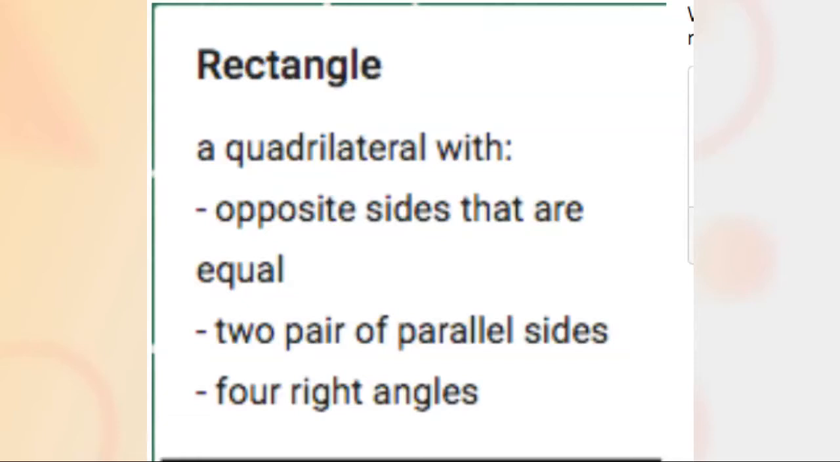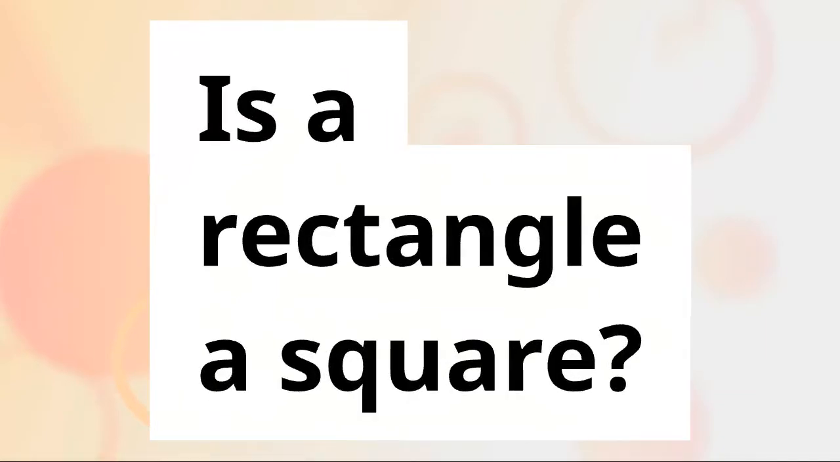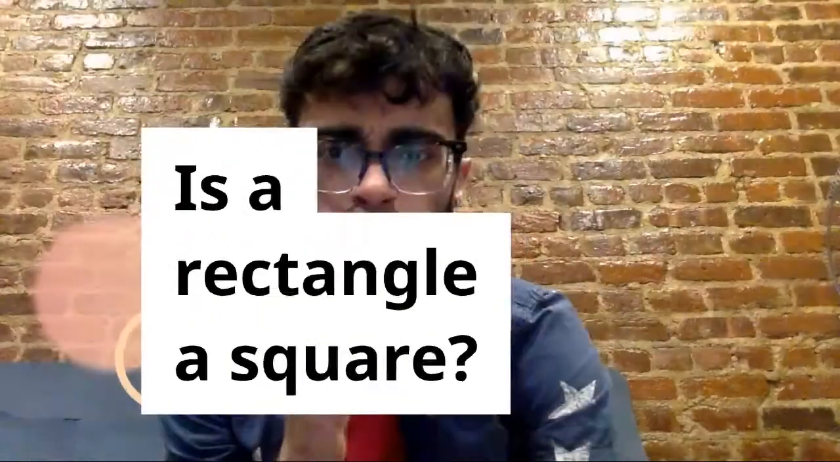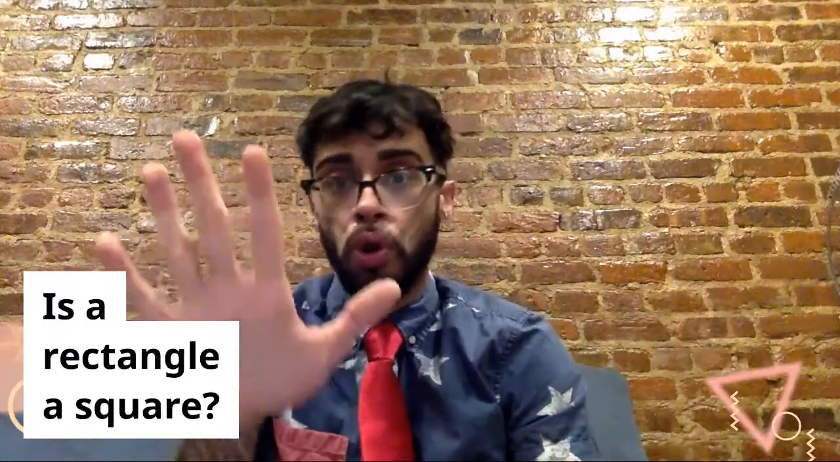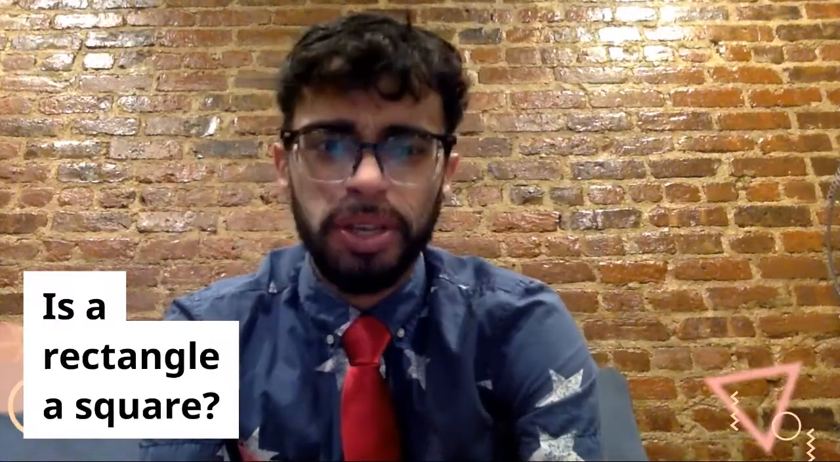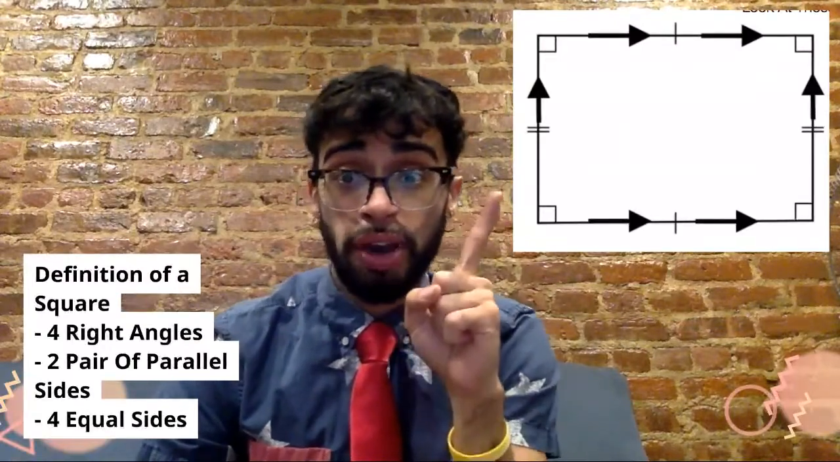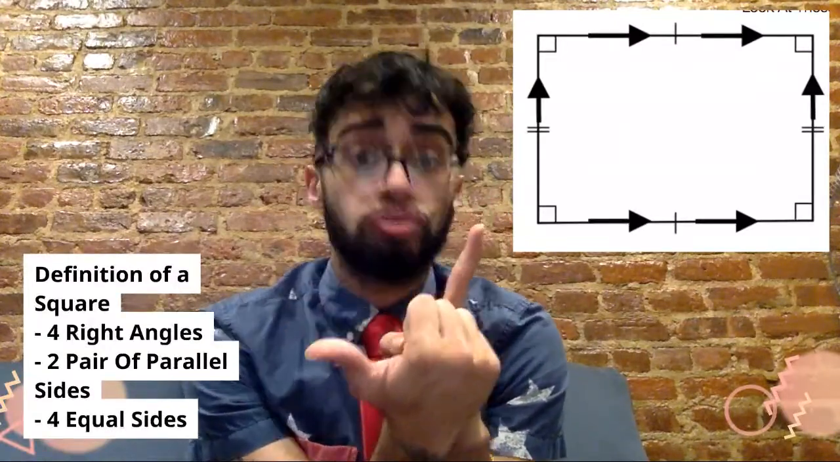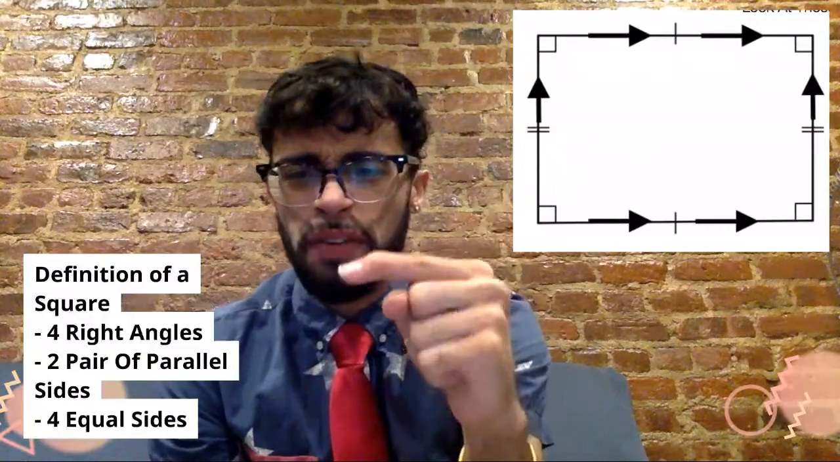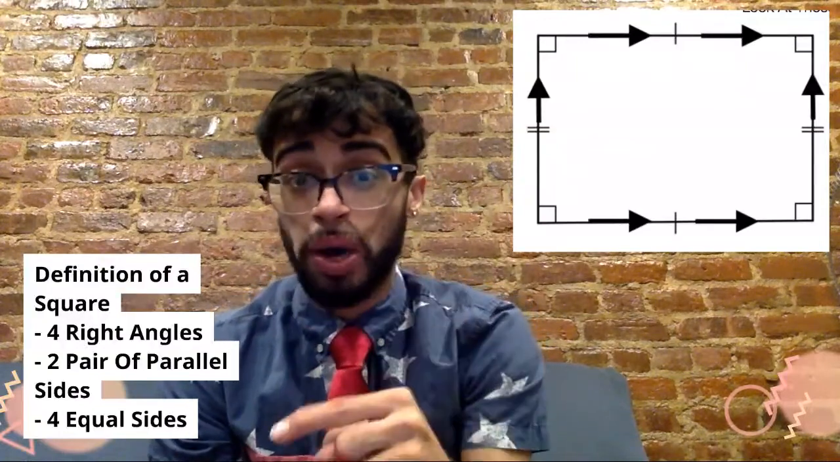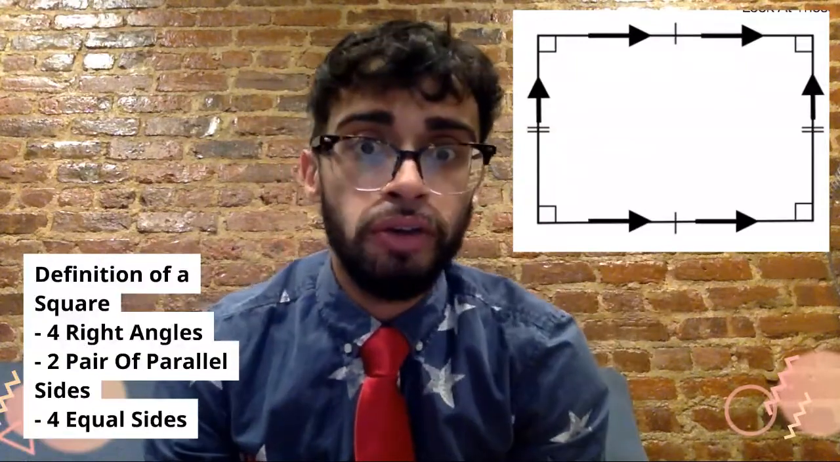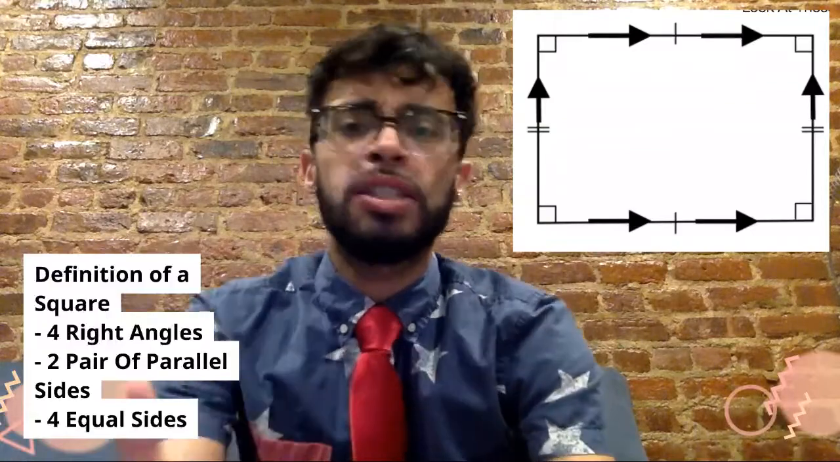But now I have a question for you guys. Is a rectangle a square? Whoa there. Well, now let's try to figure that out. So this is what I'm going to do. I have our fully annotated rectangle right here, and my definition of a square right here. We're going to go through the definition of a square one by one and see if we can find that in our rectangle.